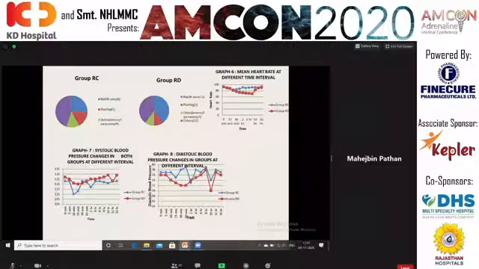Here, the pie chart shows the type of surgery in both groups, and they were comparable, with no clinically significant difference. Then the graph shows the hemodynamic parameters, and it also suggests there was no clinically significant difference. Next slide.